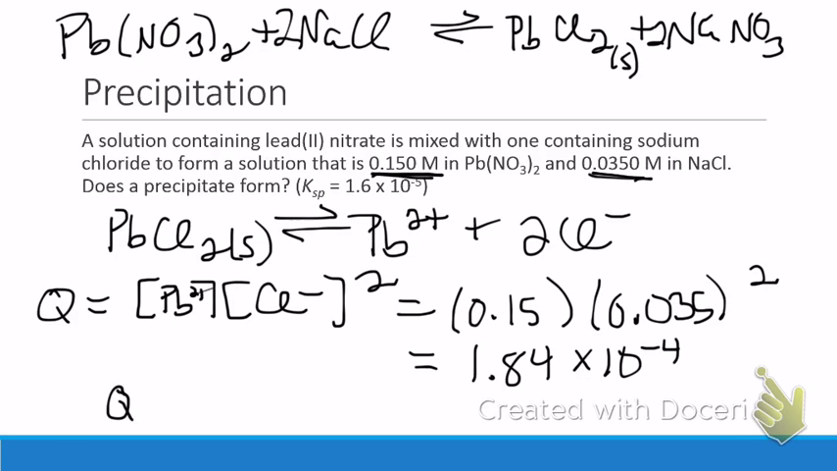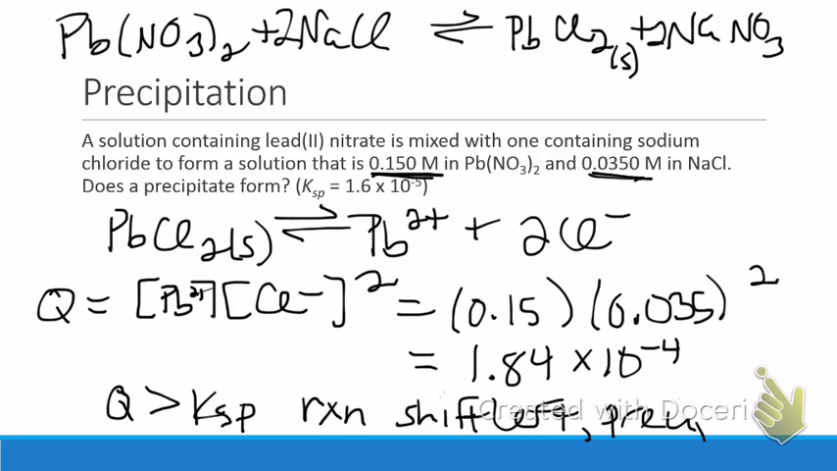So Q here is going to be greater than Ksp. And as we said previously, when Q is greater than Ksp, the reaction will shift left, which means that in this case precipitation will occur. We will see solid form.